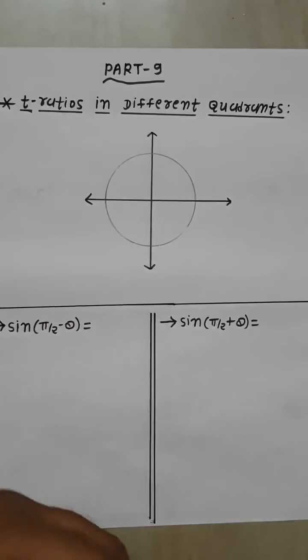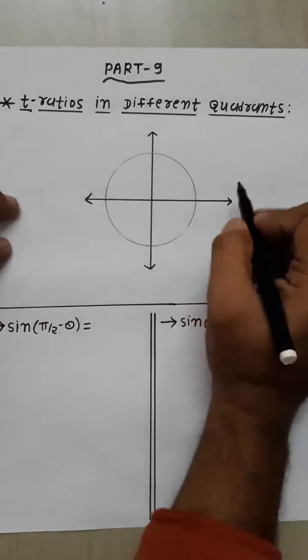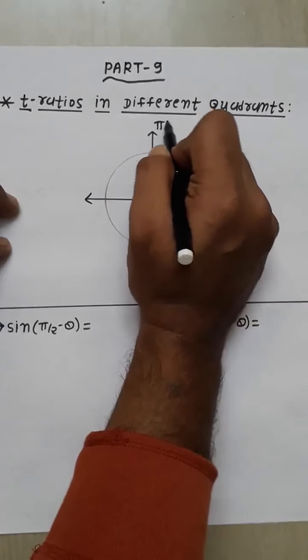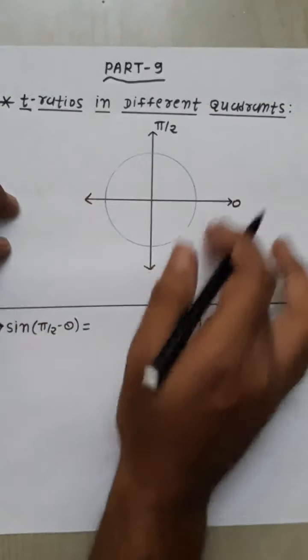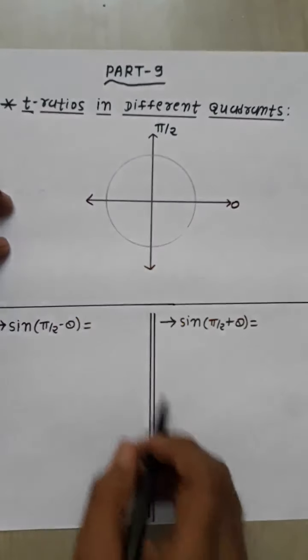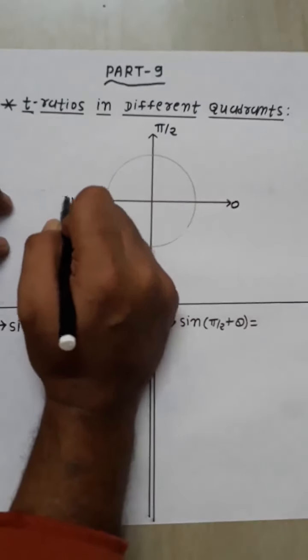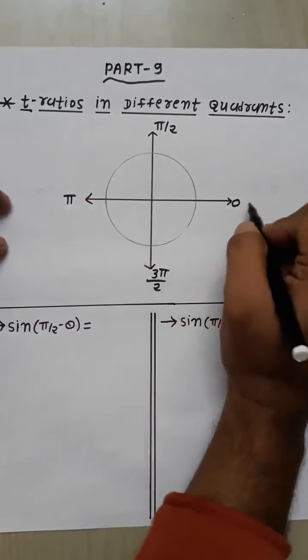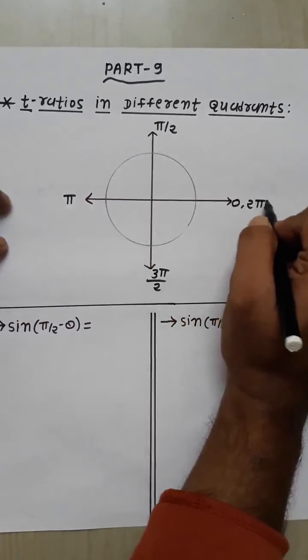Good morning. Today we are going to discuss trigonometric ratios in different quadrants. First of all, again recall the quadrants. Here the position is 0. Here pi by 2. That means the quadrant is divided into 4 parts. So here the positions are 0, pi by 2, pi, 3 pi by 2, and here 2 pi.